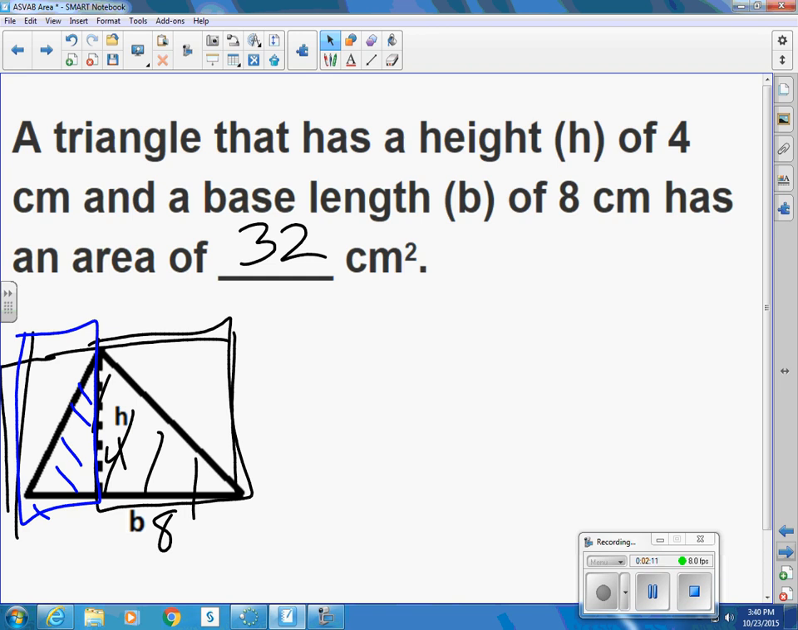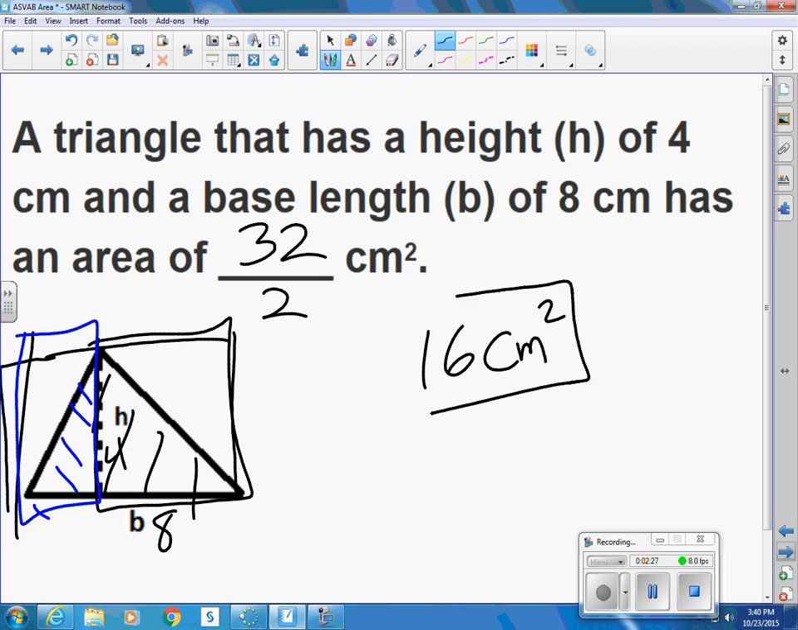4 times 8 is 32, it's half of that, because each of those triangles is half of the rectangle of that shape. So it's 32 over 2, which is 16 square centimeters. Would be the area of the triangle. It has a height of 4 and a base of 8.